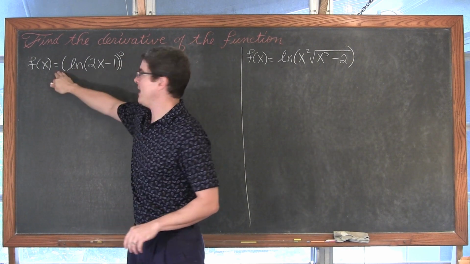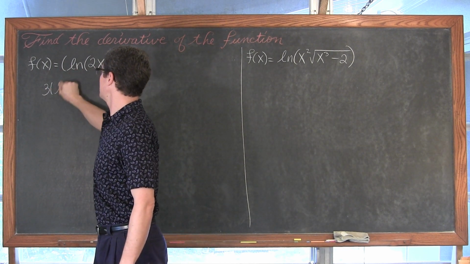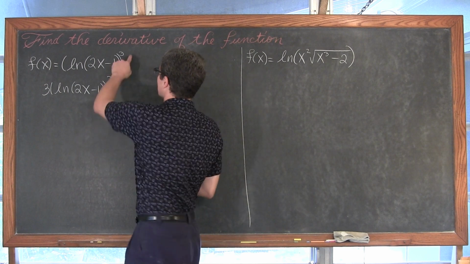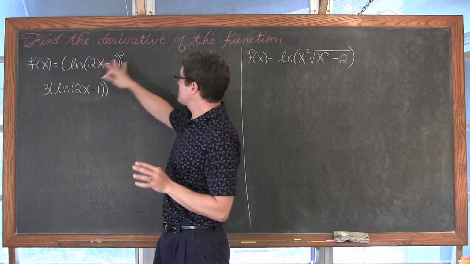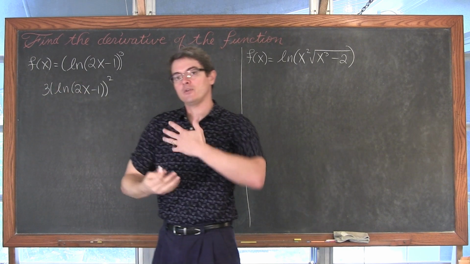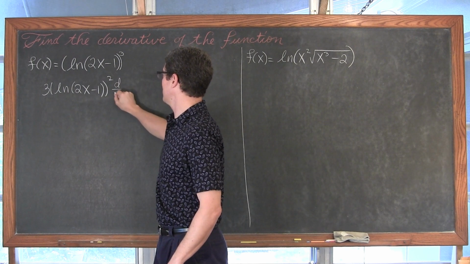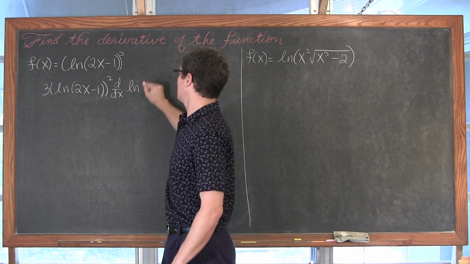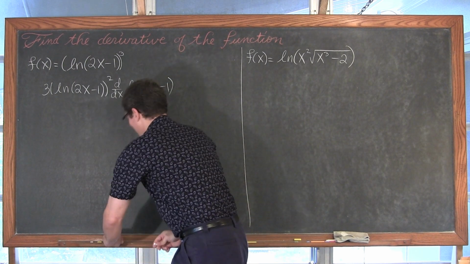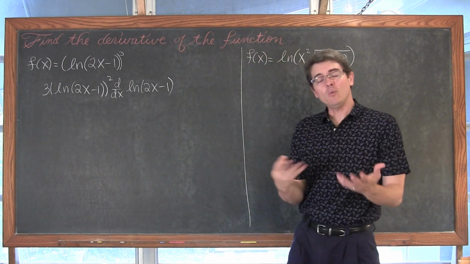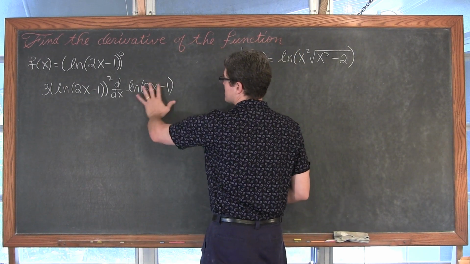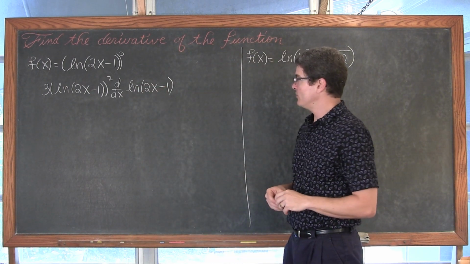So it's going to be bring down that power, move it out front. So we have 3 times the natural log of 2x minus 1, squared. We're going to bring that power down and reduce it by 1. But this isn't just x cubed. It's a lot of something cubed. So we have to follow through the chain rule, which means now we have to multiply by the derivative with respect to x of the natural log of 2x minus 1. Okay, so now we get into a situation where we look very similar to where we were before, which is we need to work out the derivative of this natural log of 2x minus 1.